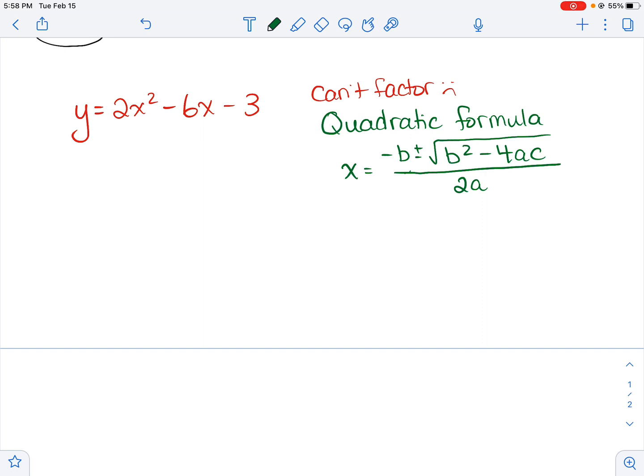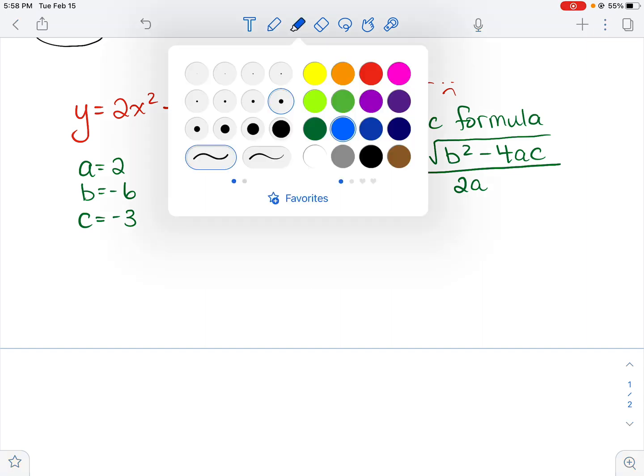So you can actually use that if you can't factor and it's not in vertex form, like you think, oh, I don't have any other options. You could put that in vertex form if you want to, but let's say you don't. Okay, let's try using the quadratic formula. So we know that a is equal to 2, b is equal to -6, and c is equal to -3.